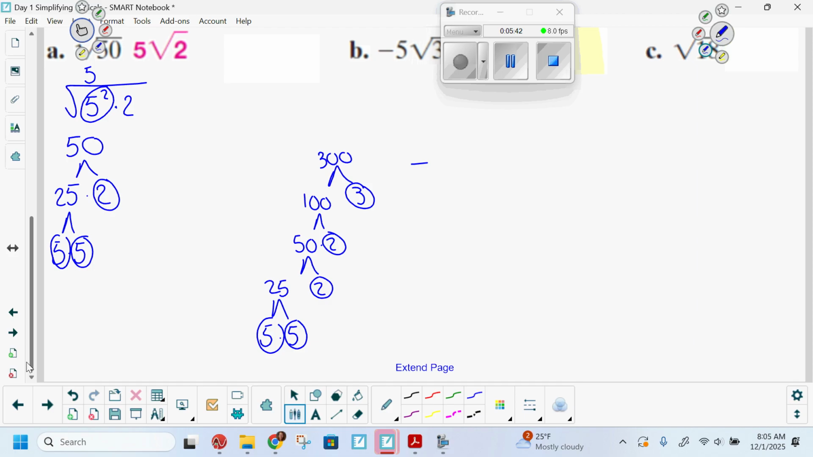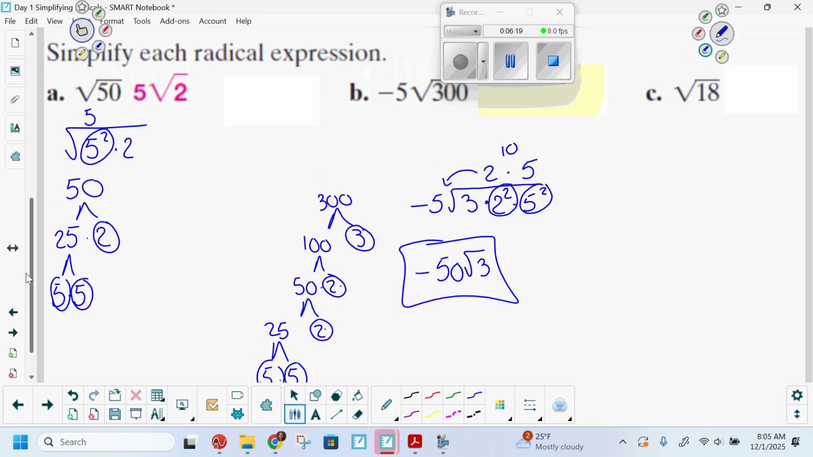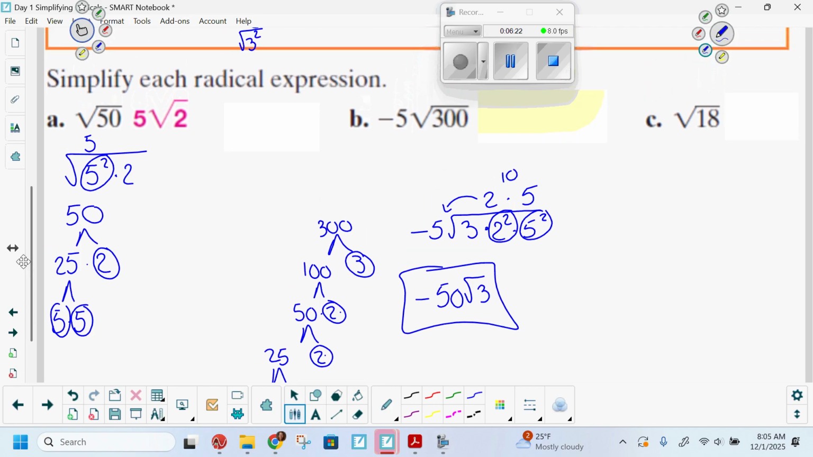All right, so I have that -5 out in front, and I'm taking the square root of, I've got a 3, I've got 2 squared, because there's 2 of them, and I've got 5 squared. So that -5 is out in front, and I'm going to be able to take out a 2 and a 5. These are going to be multiplied, and then we're going to multiply them with that -5 in front. So I have 10 here times -5 is -50, radical 3. So the number in front is being multiplied, it's just that last step that I'm going to do.